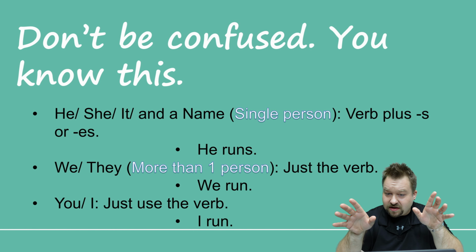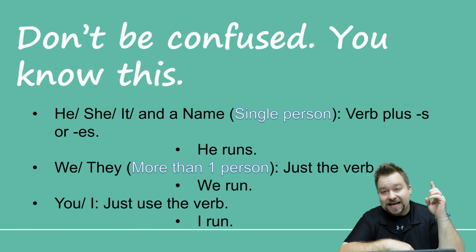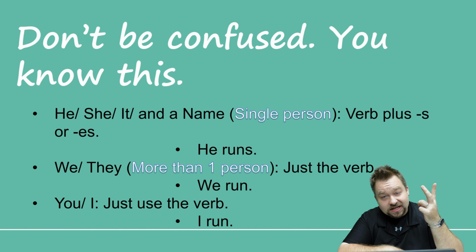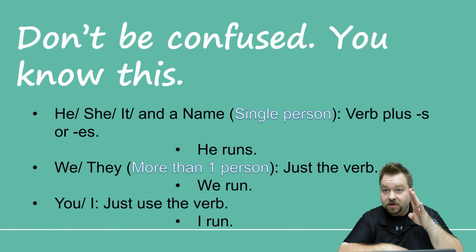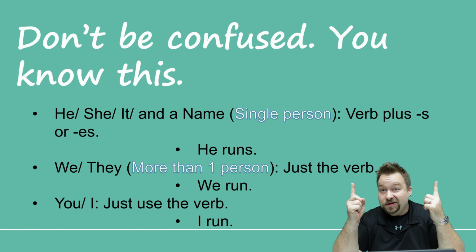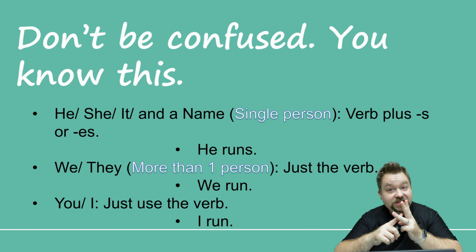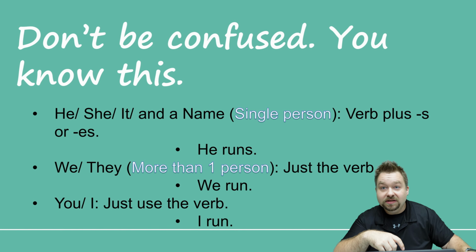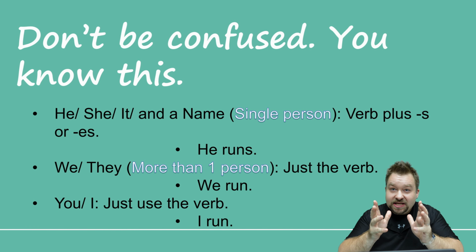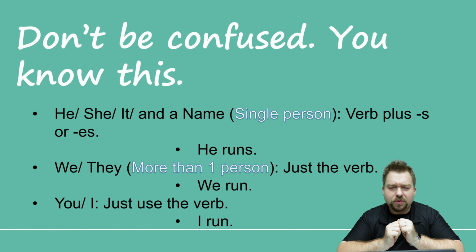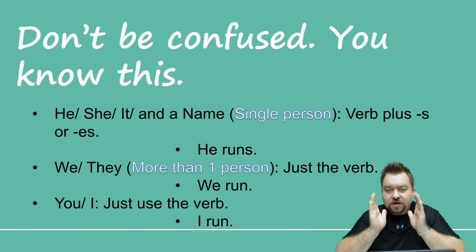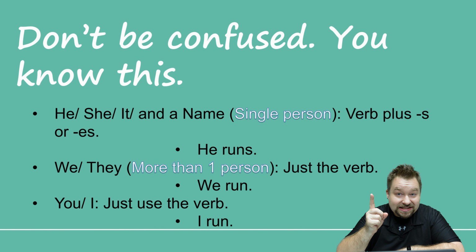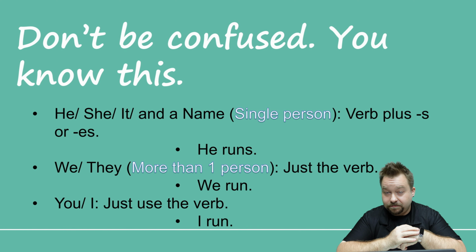You already know this stuff in the present tense form. He, she, it, and a name. Chris, singular, right? He, singular. She, singular. It, a thing, right? The phone, it, singular, one. It's a single person or thing, right? I wrote person here, but singular. The verb gets an S or an ES, right?